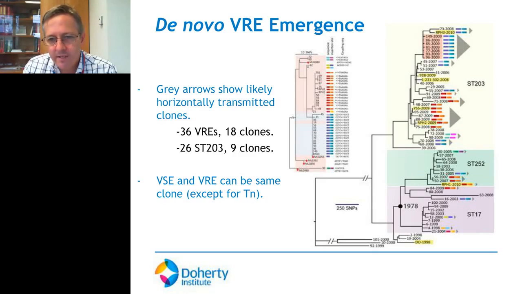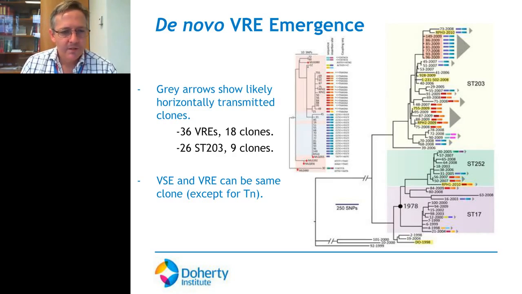However, this one here is an example of where all of the backbone core genome was the same and the transposon was the same, and they all came from the same time period, suggesting this was clonal dissemination, whereas a lot of the others were independent generation of VRE.